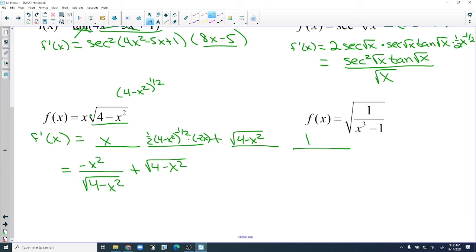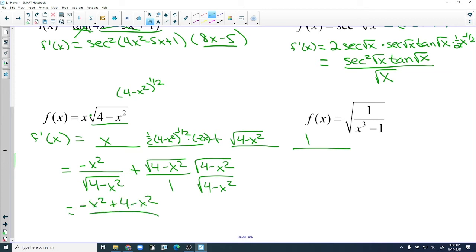Well, if I'm going to find the 0 of this function, I got to get rid of the fact that we're adding two fractions together. Combine fractions. We do that by getting a common denominator. Well, that's negative x squared plus 4 minus x squared over square root of 4 minus x squared over the common denominator. You square a square root, and the square root goes away. So 4 minus 2x squared over square root of 4 minus x squared.